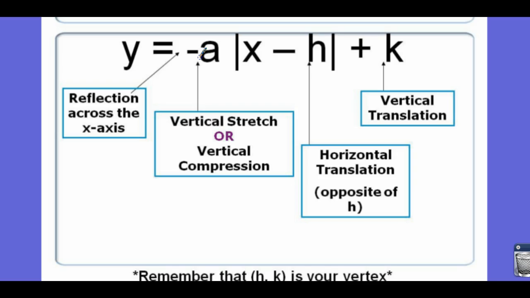A negative in front of the a value will reflect the graph. It will make it open down like a frown. So if you are a negative person, then you are probably frowning. Are you frowning? What would you like to know?